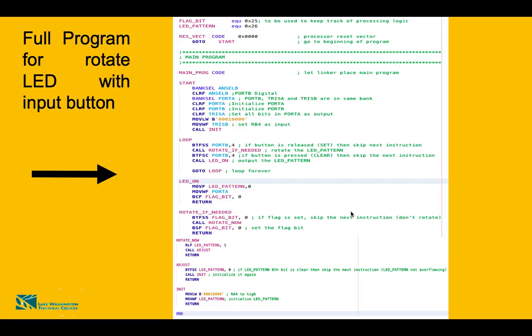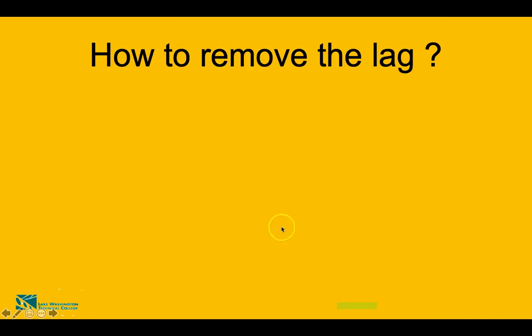And second, there is an assignment I've already provided on Canvas, which says rotate the LED towards right, which means starting from RA7 to RA4. Okay, so that's your assignment. Rotate the LED towards right without any delay. So how to remove the lag? That's the question for you. Try to figure it out. What instruction set will be required to remove the lag?